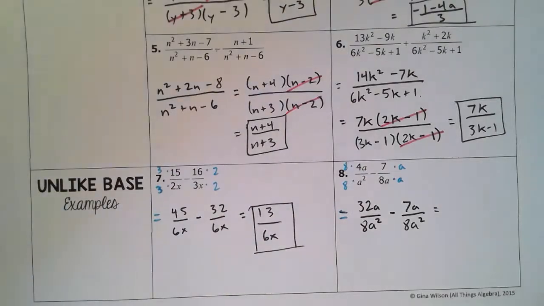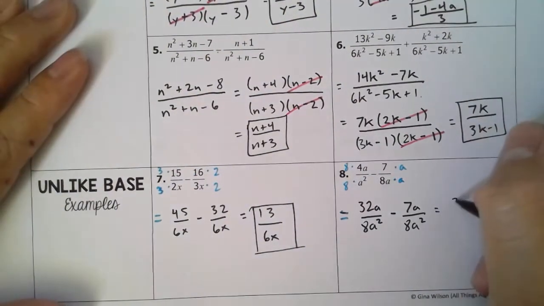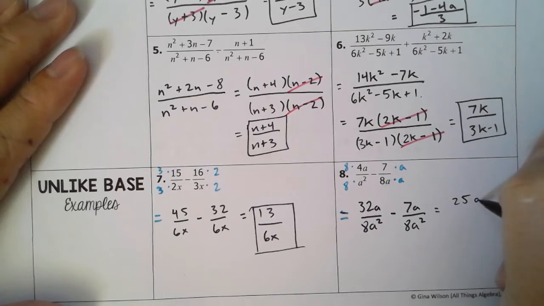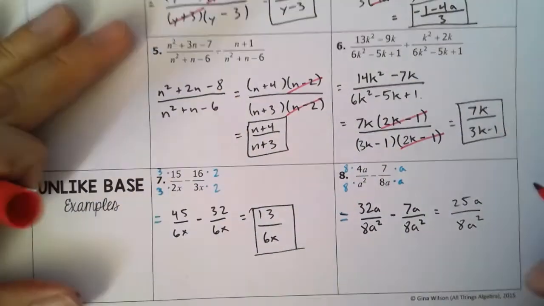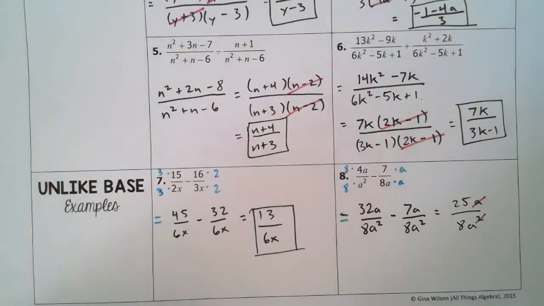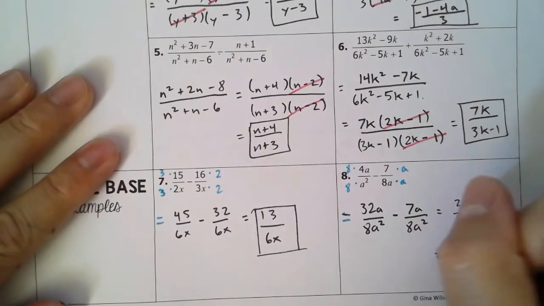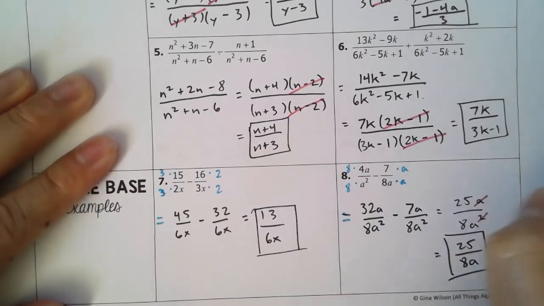Now we have that same denominator, 32a minus 7a. You're going to get 25a over 8a squared, and we could simplify this a with this a, right? They cancel out. You have a in the bottom, so then your final answer would be 25 over 8a. Okay. Next page.